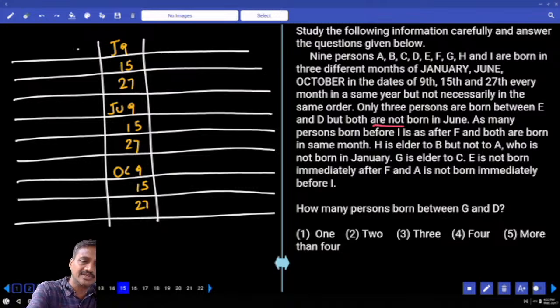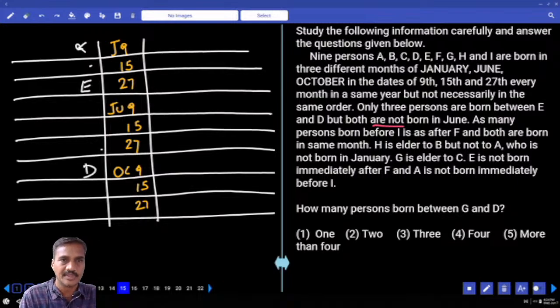Then can we have E at this place? Now if E is here, 1, 2, 3, E is here is not possible, isn't it? Hence if E is here, then 1, 2, 3 here. Now D cannot be here. Then what is the only possibility we have? E and D. Now if E is here, then 1, 2, 3, D will be here. That is one possibility. And in the next possibility, if D is here, E will be here. And both were not born in the month of June.